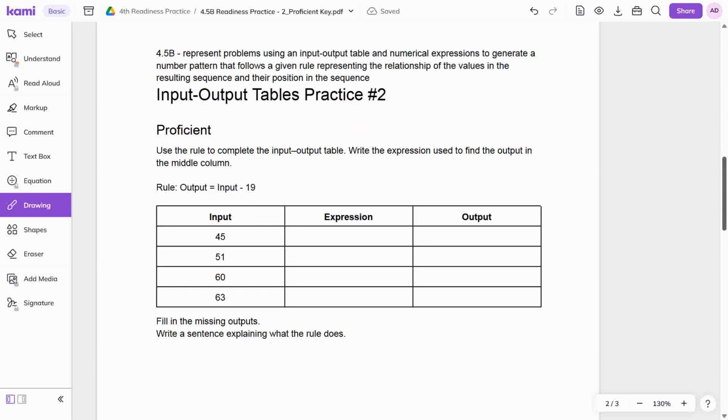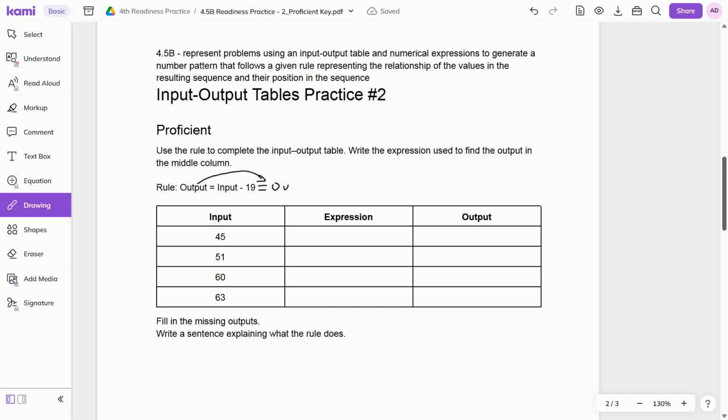For our next problem, we have an input-output table drawn for us. They give us the rule, the output equals our input minus 19. Now, they kind of give it to us backwards here. We could just take this output and the equal sign, and we can move it over to this other side.